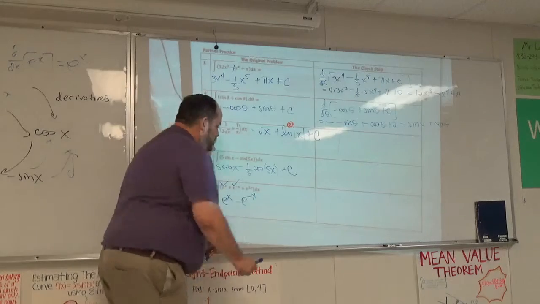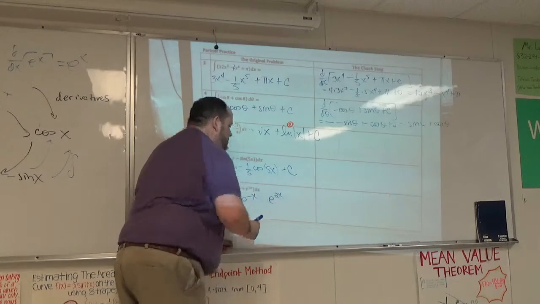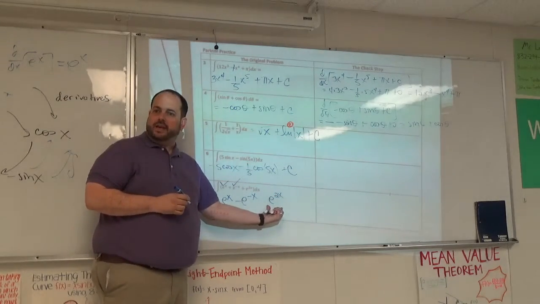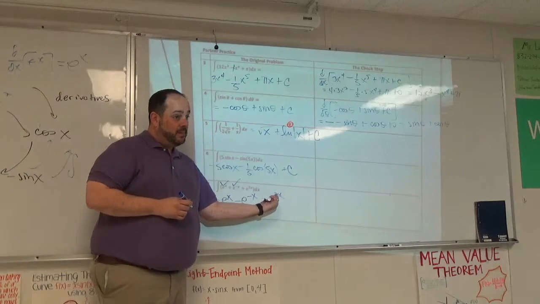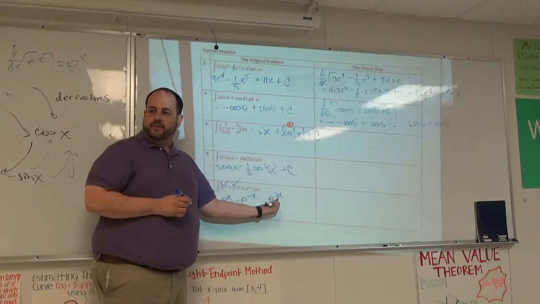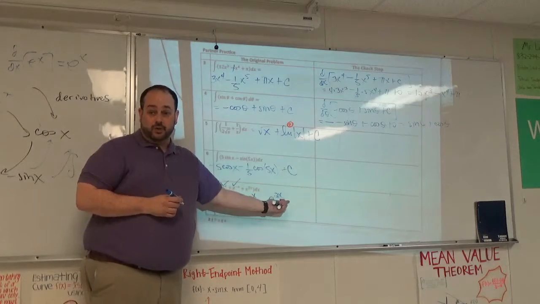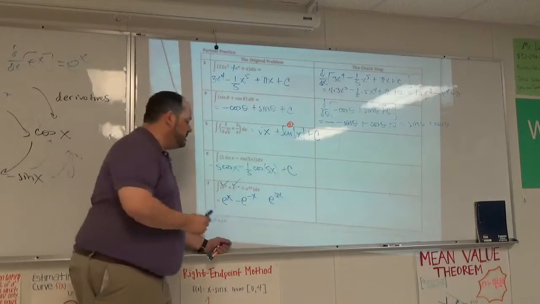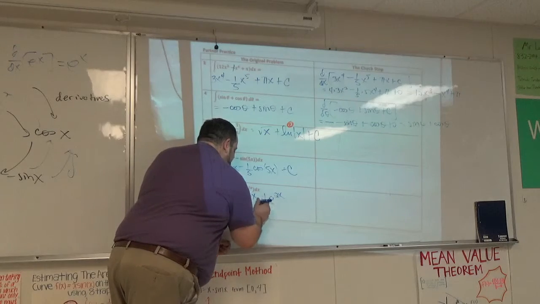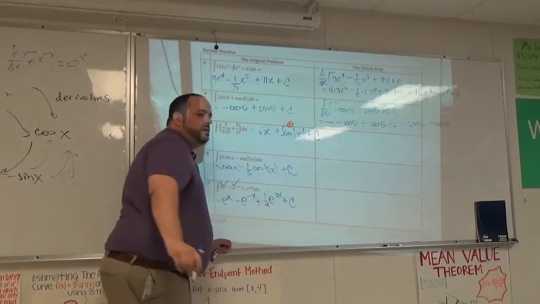It's going to have to be an e to the 2x because when I take the derivative of the exponential, the power stays the same, and I multiply by the derivative of the power. I'm multiplying by 2. I don't like multiplying by 2 because that's not in my integrand. So we're going to say plus a half plus Charlie.